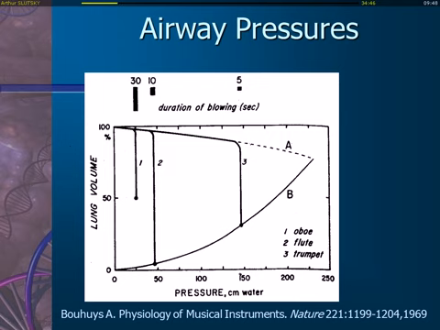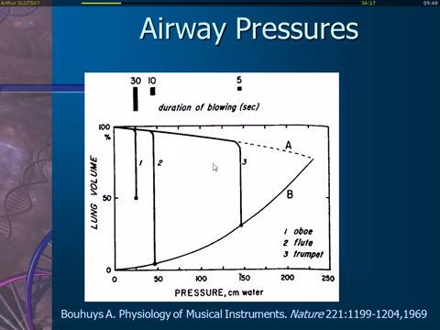This is taken from a study by Baumgarten published in Nature in 1969. He wasn't interested in mechanical ventilation or ventilator-induced lung injury. What he was really interested in was musical instruments, and the physiology of music playing when somebody plays a musical instrument. Here on the x-axis he plotted pressure at the airway opening, and on the y-axis he plotted lung volume.